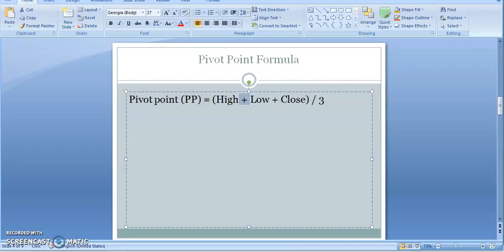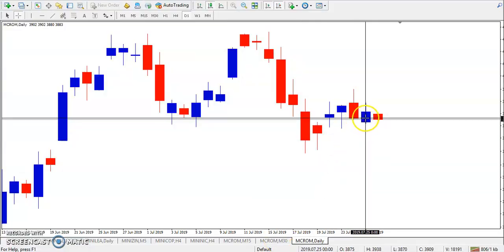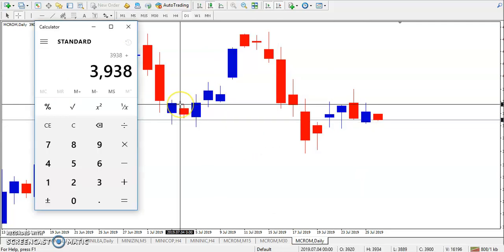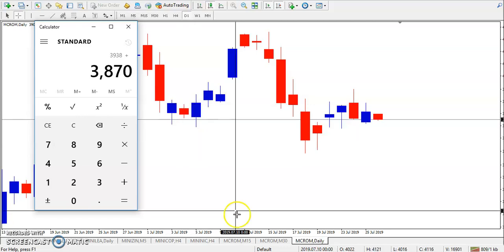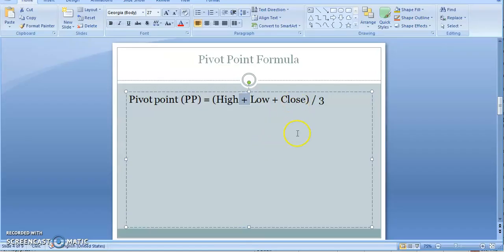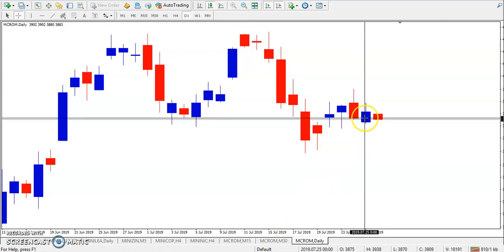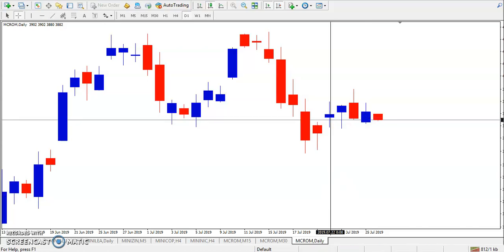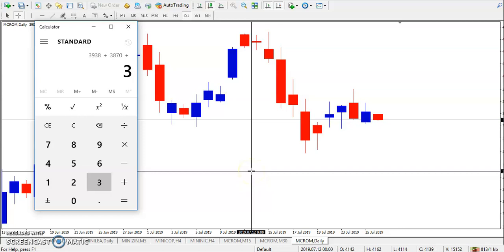So what do we need? Low. Now we need low, and you can see low is showing L 3870, so we'll add it, plus 3870, right? After that you can see we need close. So here you can see where is the close. Close, that means it is showing C. Have you seen below C? That means 3909. We need 3909 divided by 3, right?